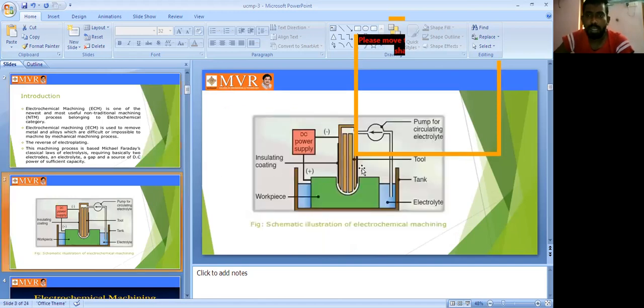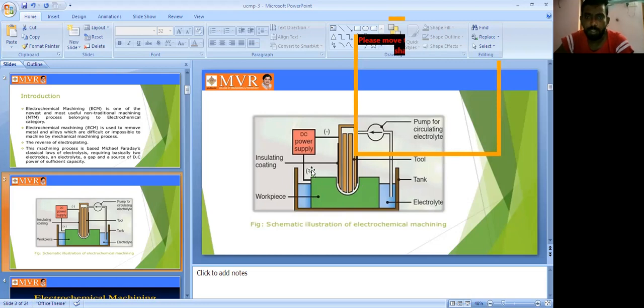See here, this is the diagram of the electrochemical machining process. It is a graphical diagram. This is the workpiece, and this is the insulating coating. This is the tool, and outside the tool we have the insulating coating on both sides. It is a tank of electrolyte. There is a DC power supply, and a pump for circulating the electrolyte.